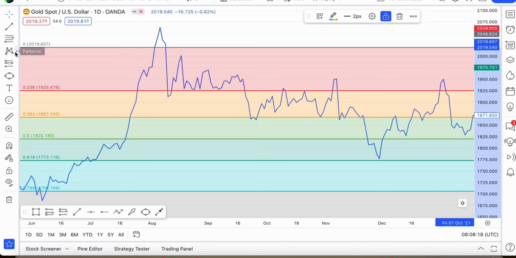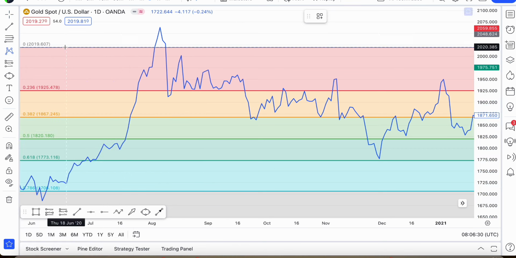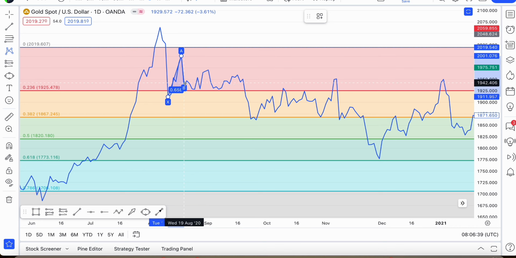I won't place it, there's no need. It's called the XABCD pattern, but I could explain it. Let me see. Do I place it? Okay, let me place it on this chart for us to see. We have this as the X. This is the A. This is the B, this is the C, and this is the D.